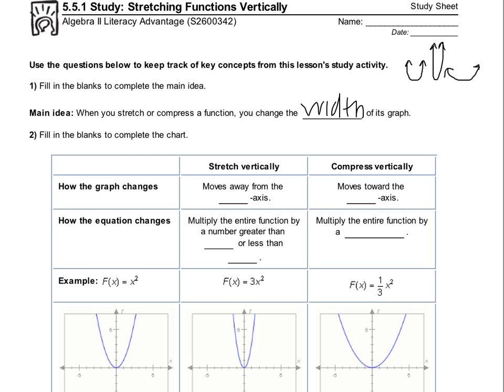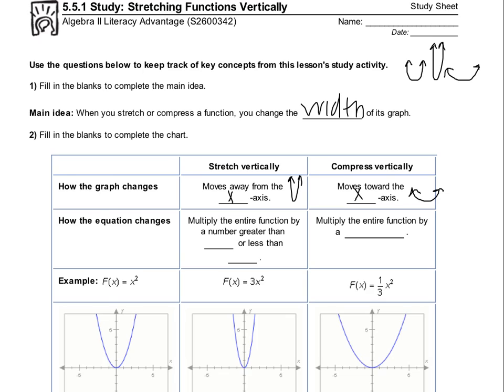And if you want to stretch it vertically, then it's going to be moving away from the x-axis. So you're stretching it and making it really tall, so it's getting farther and farther away from the x-axis. If you're compressing it, that means it's moving closer to the x-axis, that it's getting smaller and smaller, and you're shifting it down. Now, what happens to your equation when you do this is that you've been multiplying by something.